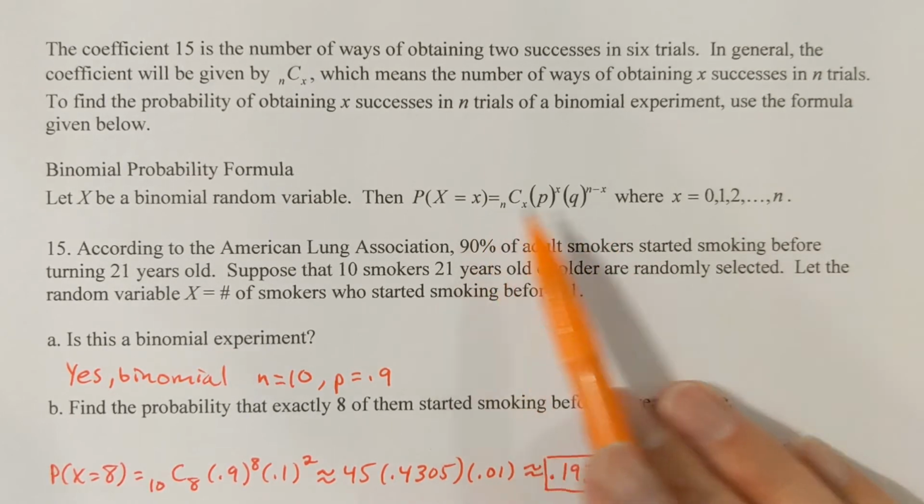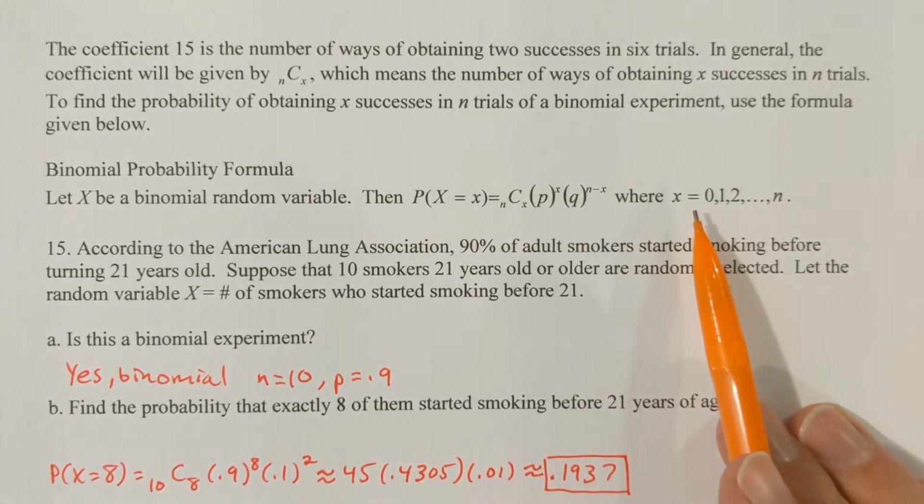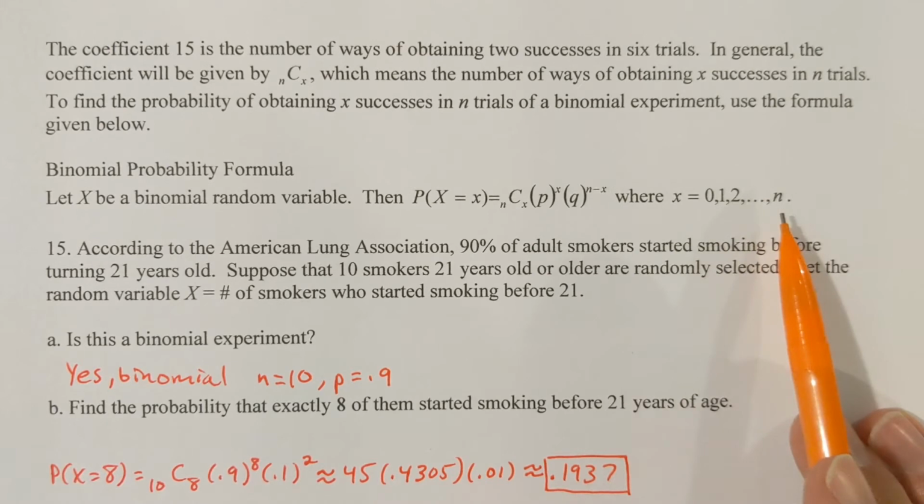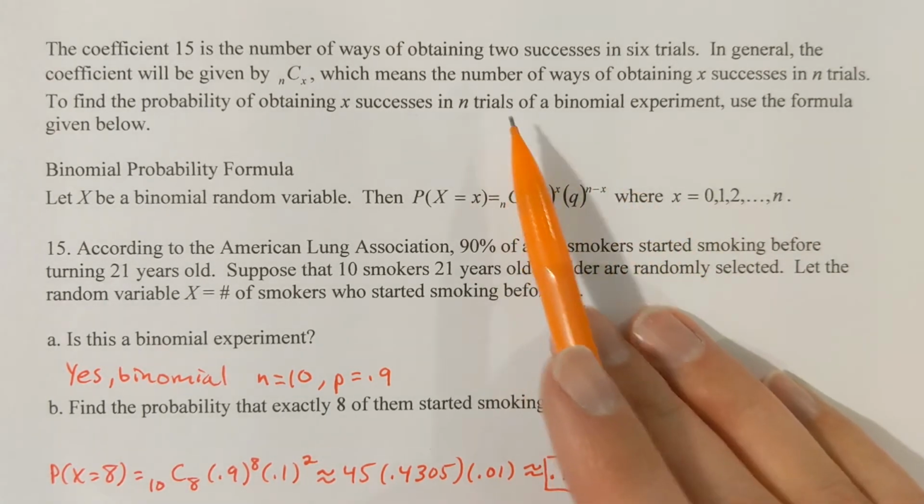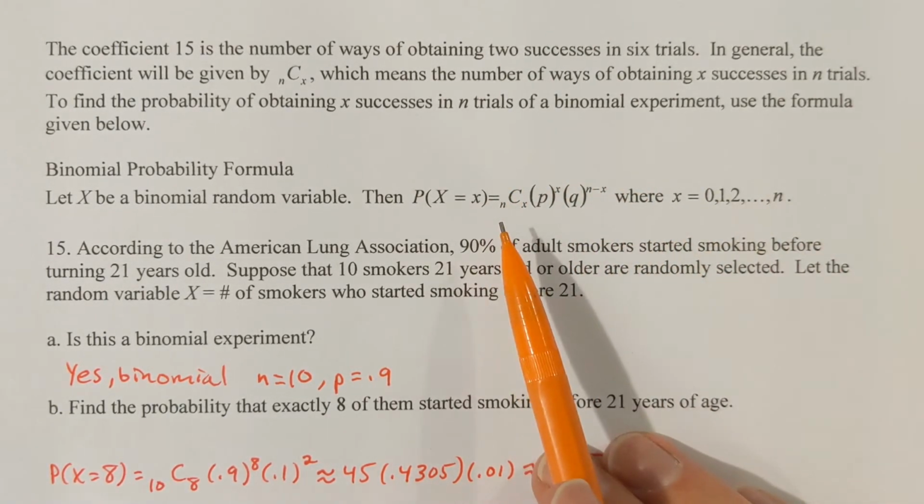X is binomial, so X is discrete, which means that X can only take on counting number values. X will never be more than n, since n represents the number of trials, and you can't select more than what's in front of you.